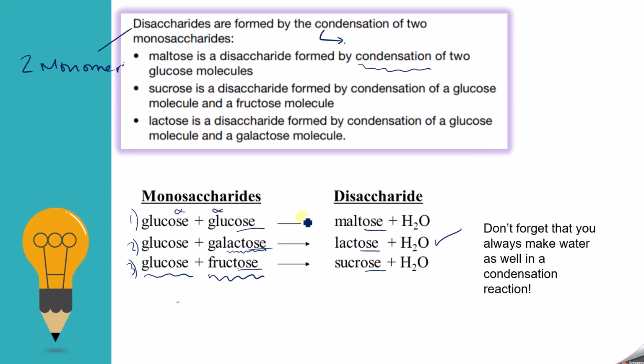Glucose plus glucose makes maltose. You've just got to know that. I can't think of any way to memorize that unless you want to play around with mnemonics. You can do G, G, M. For this one you can also do G, G, L, and this one you can also do G, F, S. And then for the last equation, to be honest, there isn't one. I can't think of one. But if you can think of one, then comment it down below.